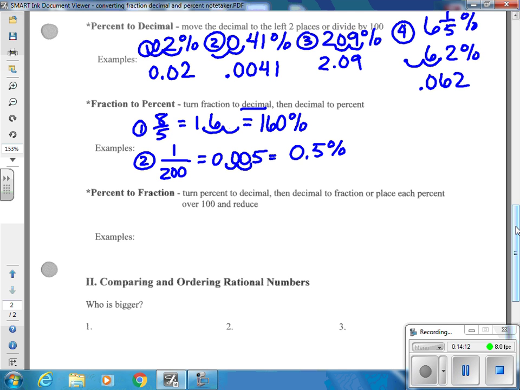If you recognize that 0.5 is the same as 1/2, you can get even fancier and say that's 1/2%. Both of those mean the exact same thing. It's whichever one you're comfortable with giving as an answer. They both are the right answer.